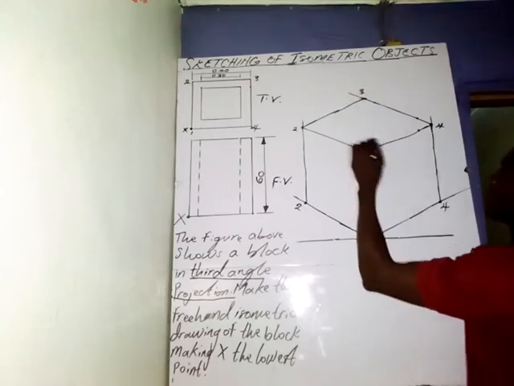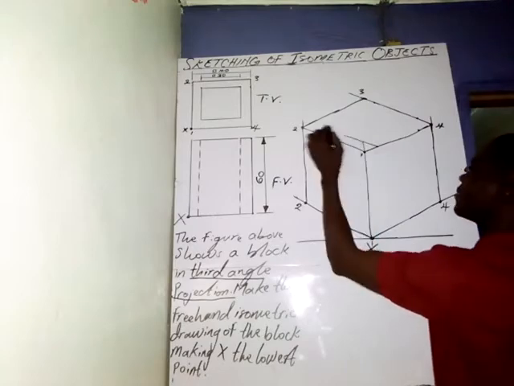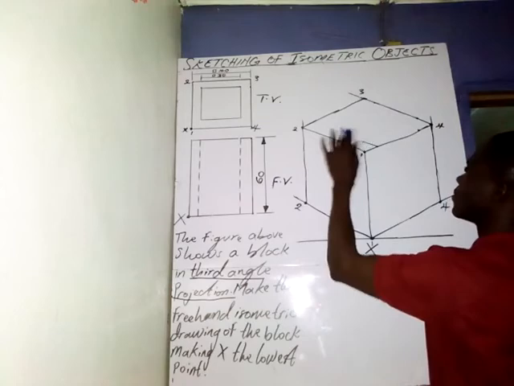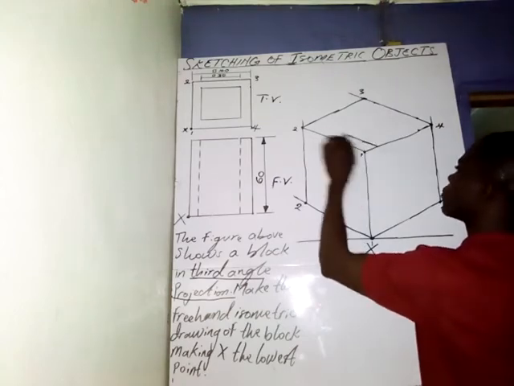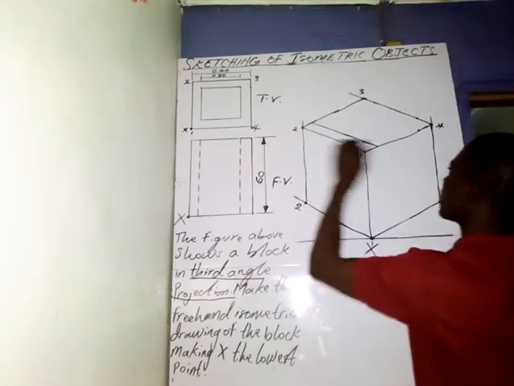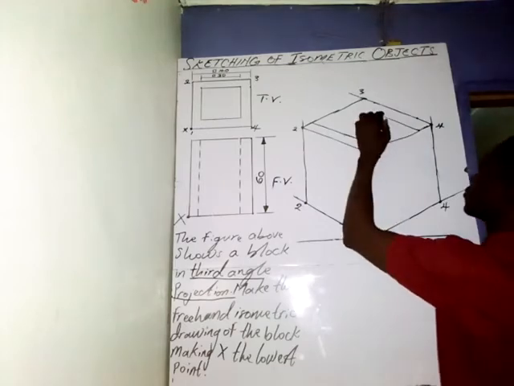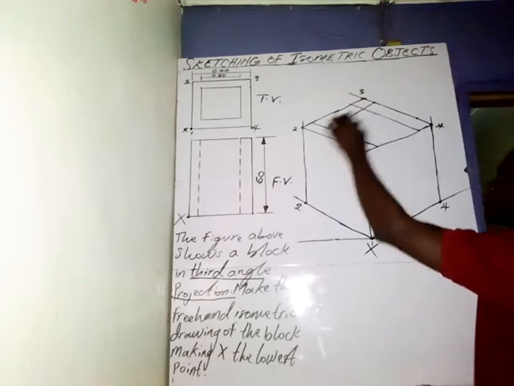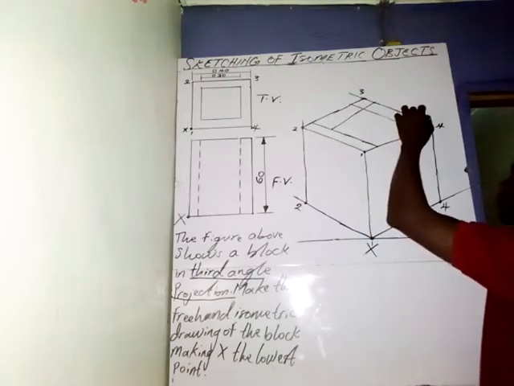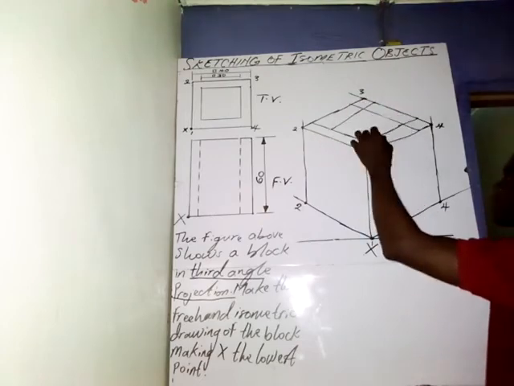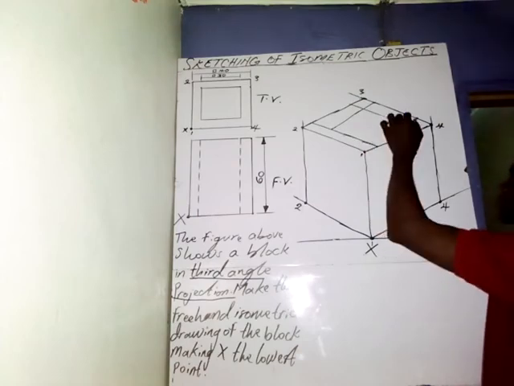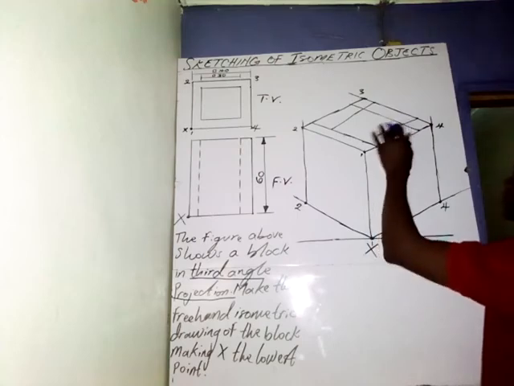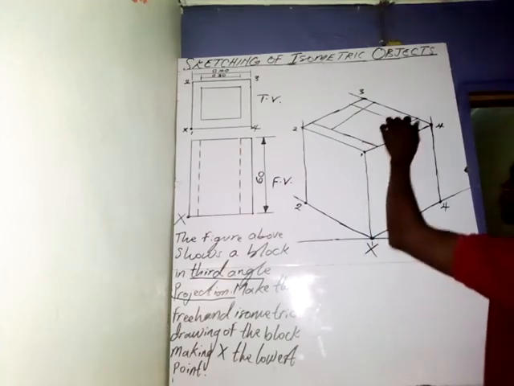Okay. Then produce this line free-handed. You can clean any line that you don't need. So produce this to the other side, and also produce this to the other side like this. Then this line, take it to this side. You can stop it here, and also take this one. So bring it here. So you can clean.